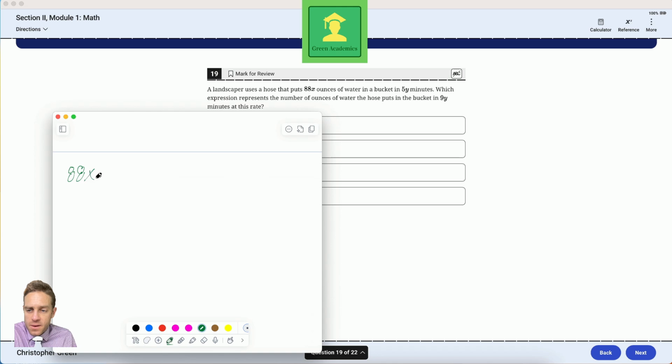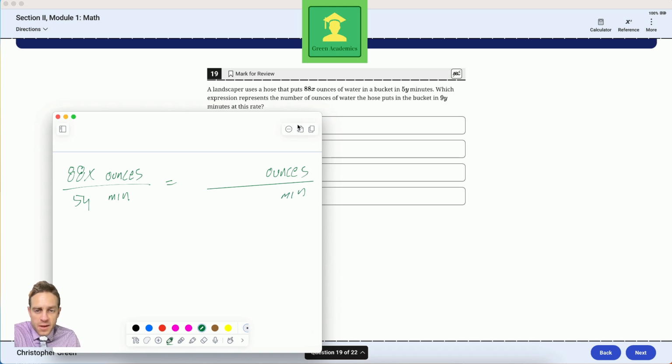88x ounces in 5y minutes. So it's ounces to minutes is ounces to minutes. And actually write the units on the other side also when you set up the proportion. Ounces to minutes is ounces to minutes.